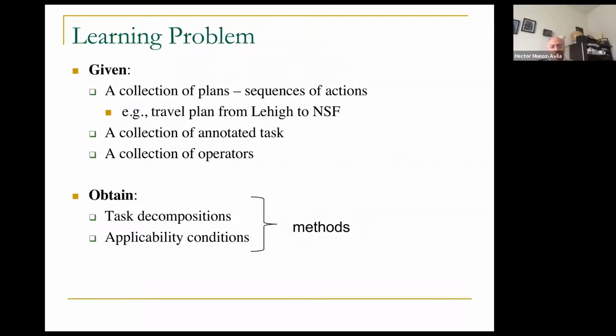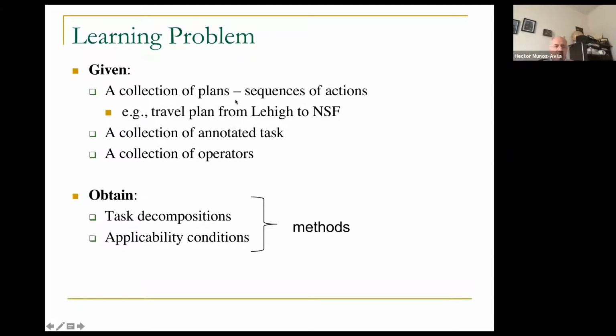So here is one way to define the planning problem. In terms of inputs and outputs, they give us a collection of plans, which is a sequence of actions. And I should have mentioned they probably are annotated. So you have the initial state, the final state, perhaps you have the intermediate states. Well, if you have the initial state, that's all you need, because if the actions are given, the operators are given, then you can compute all of the intermediate states.